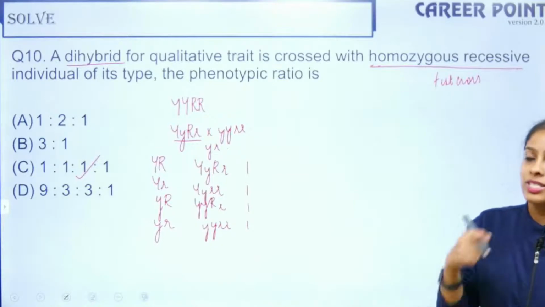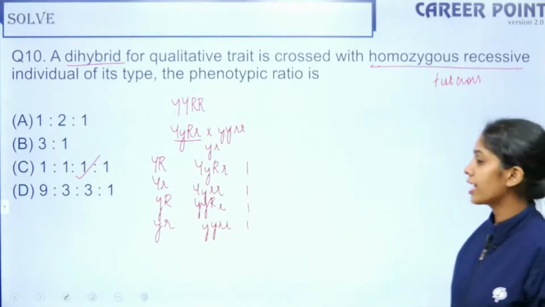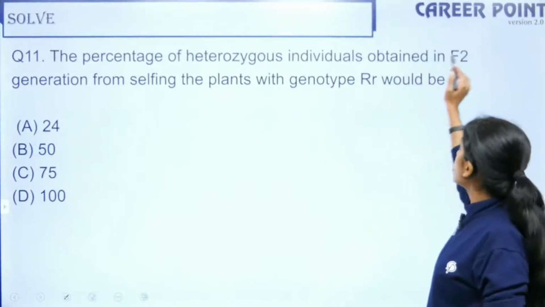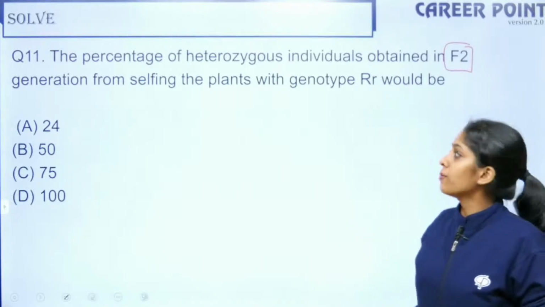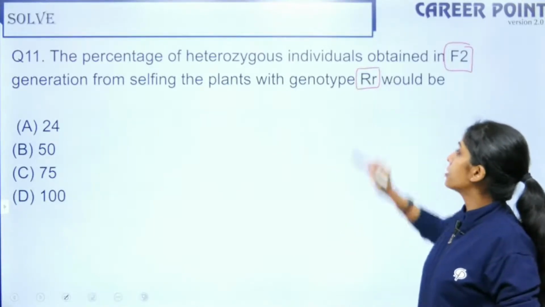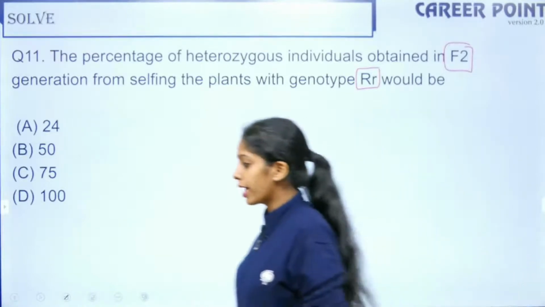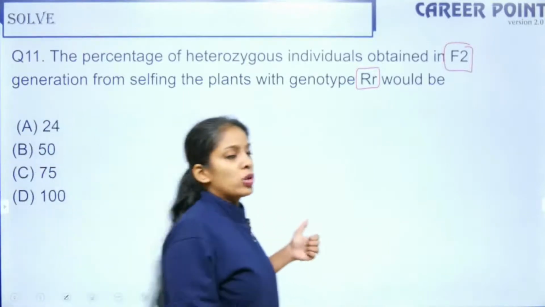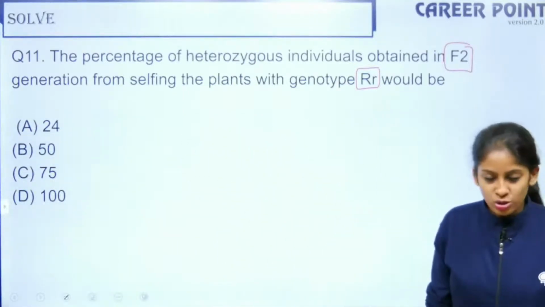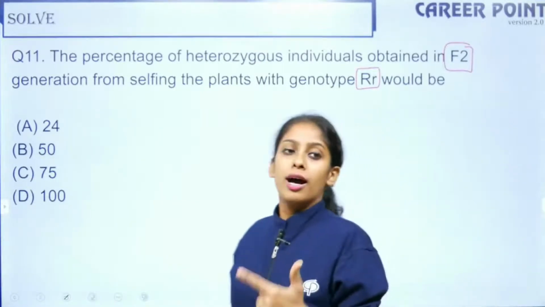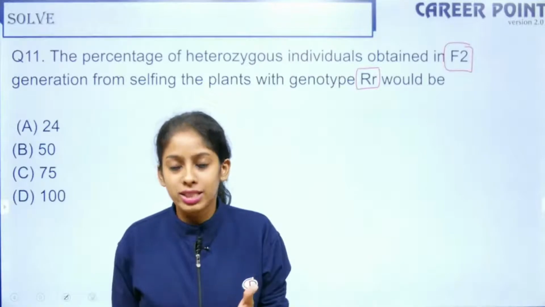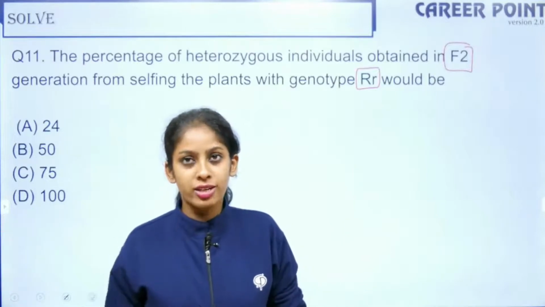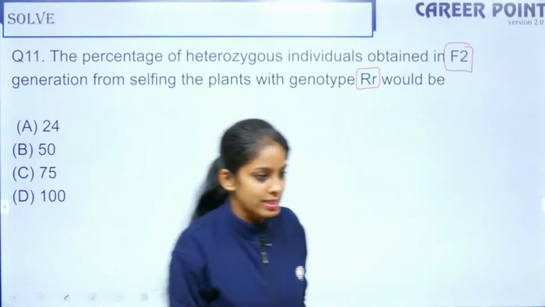So Keshav is getting one question, but he is not able to solve the next question. Alright, question 11. The percentage of heterozygous individuals obtained in the F2 generation from selfing the plants with genotype capital R, small r would be. Yes, quick. These are the last few questions. With this, we'll be done with inheritance of one gene and two genes. In the next class, I will move to chromosomal theory, linkage, mapping, all that. There also we will solve questions. Then we have genetic disorders. There also we will solve n number of questions.